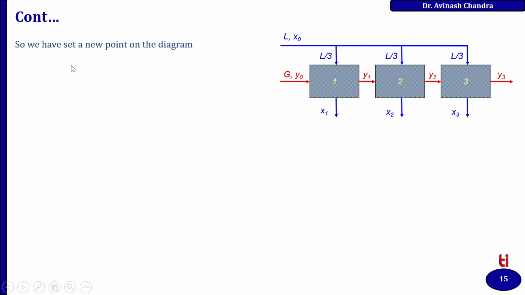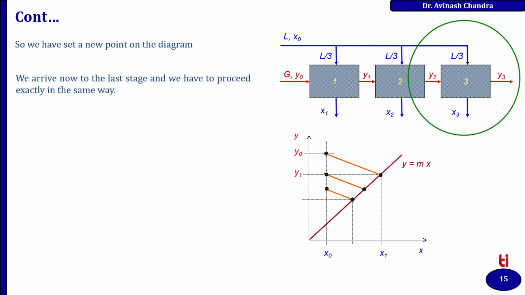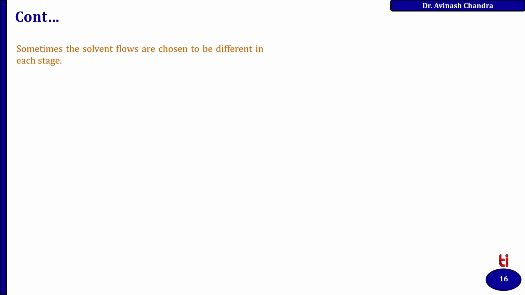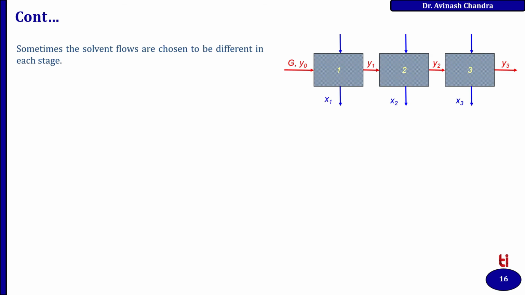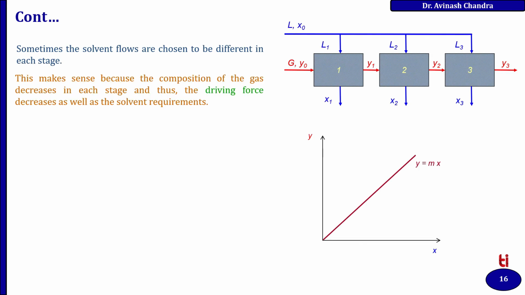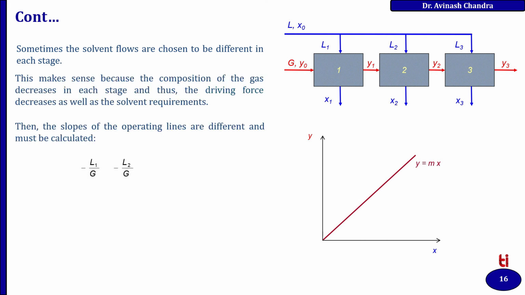For the third stage, we have set a new point in the diagram. So we arrive now at the last stage, and we have proceeded exactly in the same way. Sometimes the solvent flows are chosen to be different in each stage. In that case, the driving force in each section will be different.